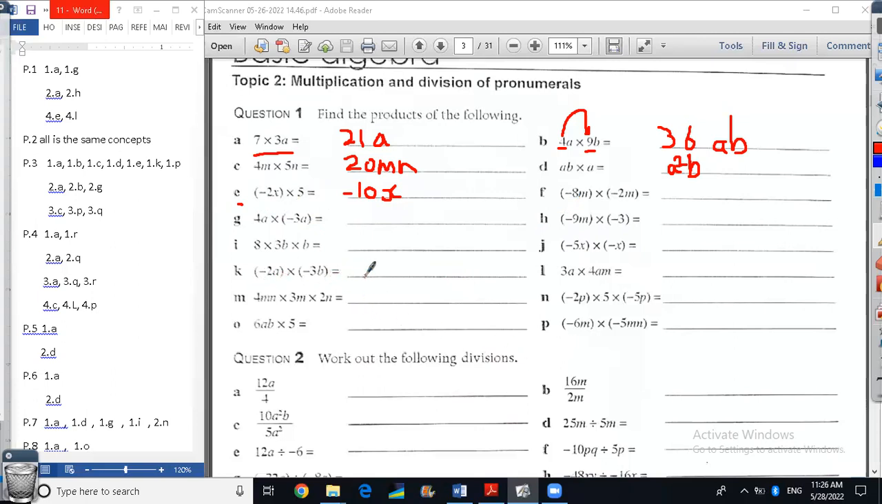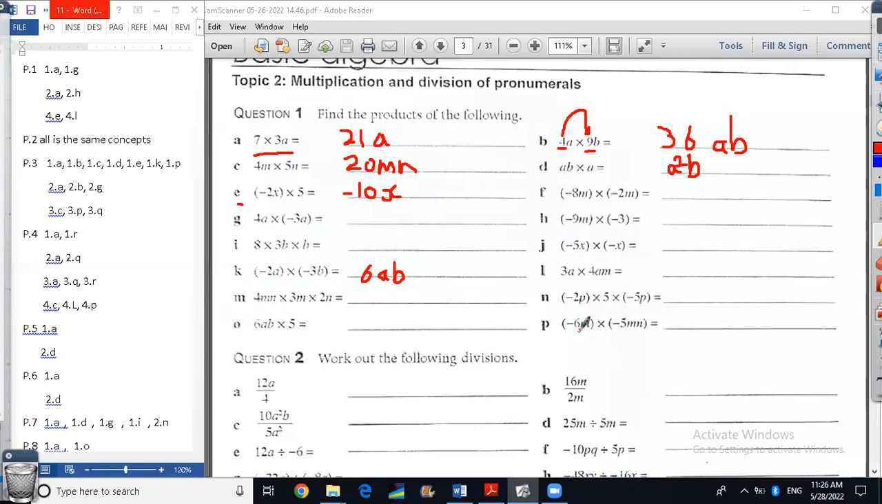-2 times -3 is positive 6. Negative times negative is positive. They have the same signs, so it's going to be positive 6. A times B is AB. Look at this. So in multiplication, everything is possible. A times B, don't say we can't. No, we can. A times B is just AB. All right. -2 times -3 is positive 6.